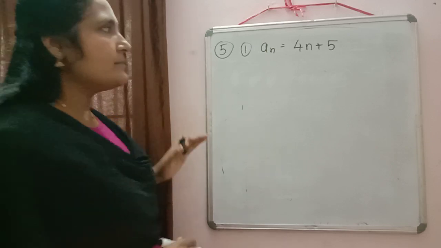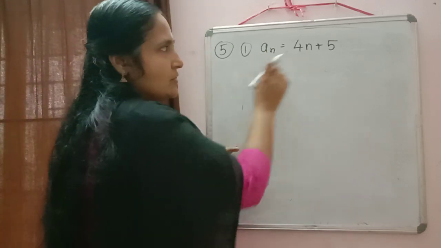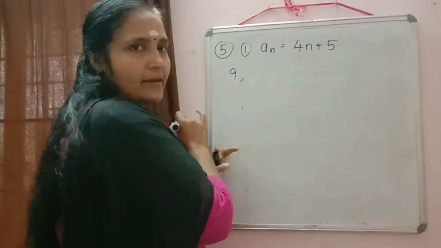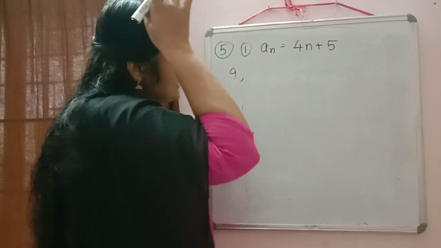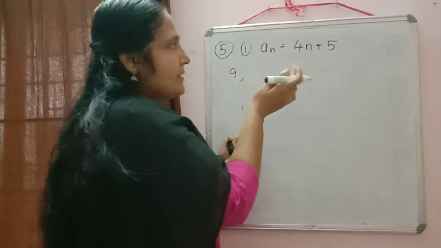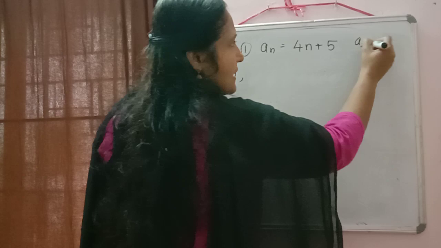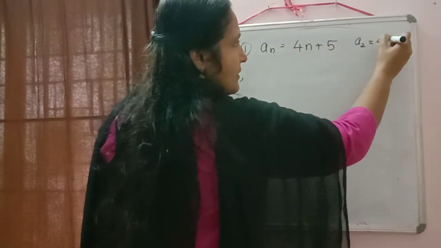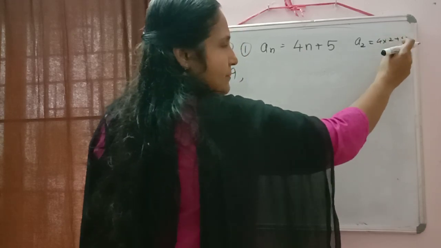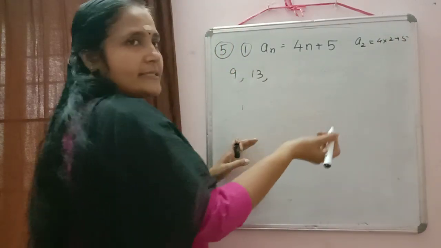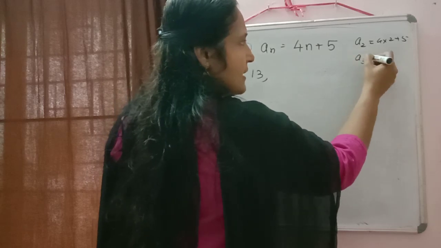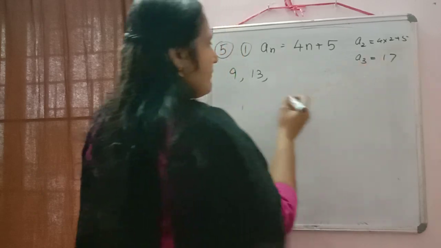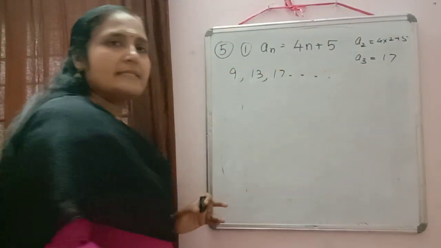So first, suppose I am substituting n is equal to 1. So what will come? 4 into 1, 4 plus 5 is equal to 9. We got the first term. Now we will check the second term. To calculate the second term, what you should do? Substitute n is equal to 2. So what will come? Check. 4 into 2 plus 5. So 8 plus 5, 13. Next term, if you want, substitute n is equal to 3. So 4 into 3, 12. 12 plus 5, 17. So we got our AP. So this is the AP.